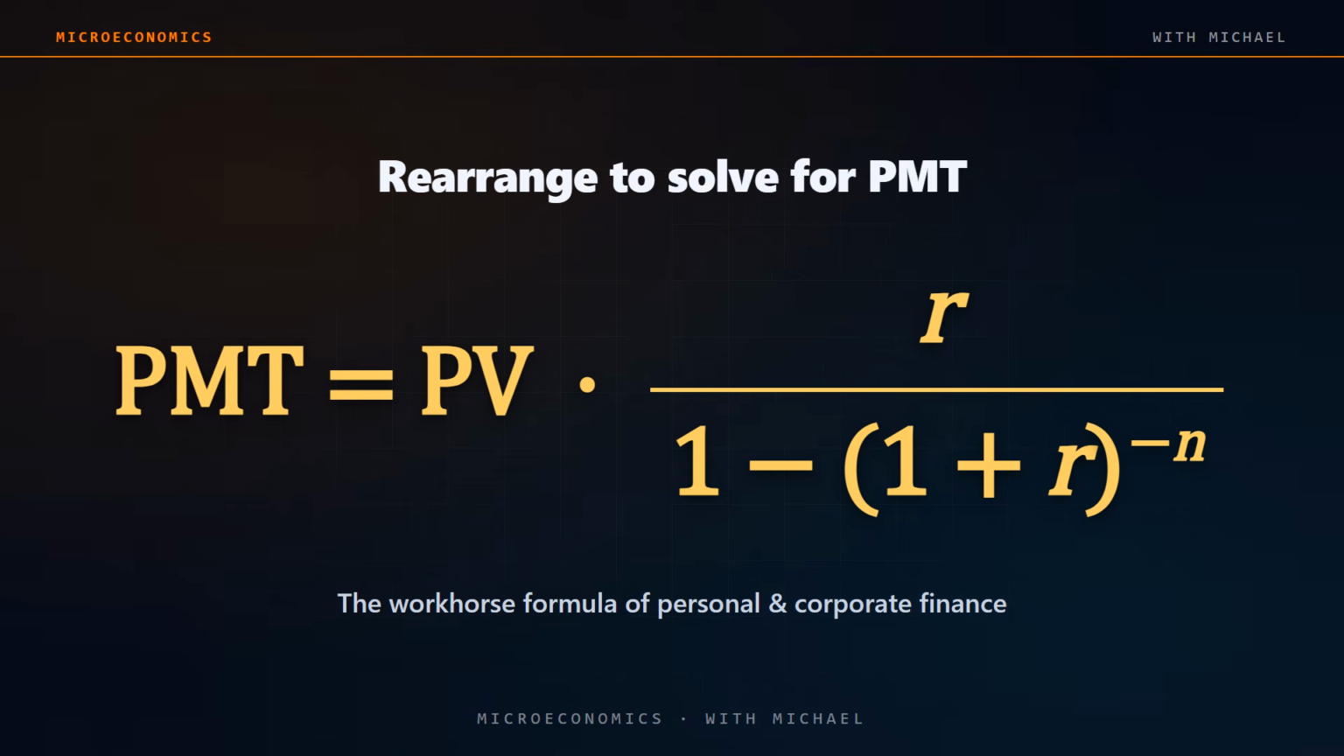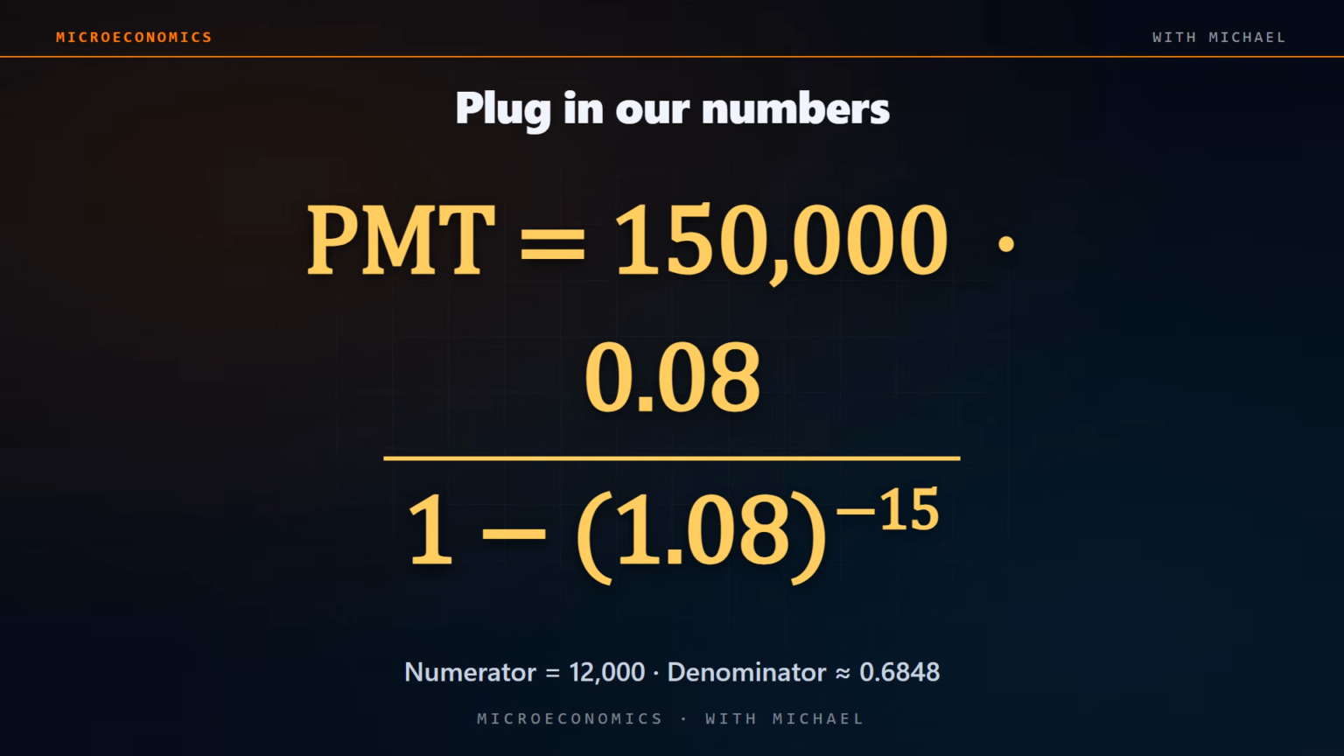Now we rearrange the formula to isolate PMT. PMT equals PV multiplied by R, divided by the quantity 1 minus (1 plus R) raised to the negative n. Plug in. PMT equals 150,000 multiplied by 0.08, divided by the quantity 1 minus 1.08 raised to the negative 15. The numerator is 12,000. The denominator is approximately 0.6848. Divide 12,000 by 0.6848, and you get approximately 17,524 shekels. That is the fixed annual payment the technology company will make every year for 15 years.